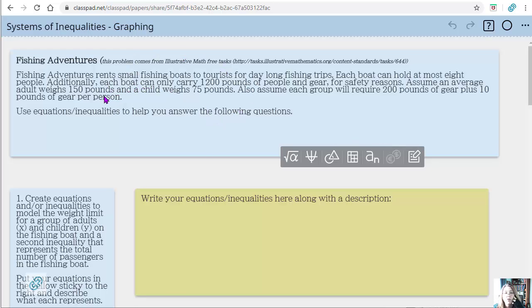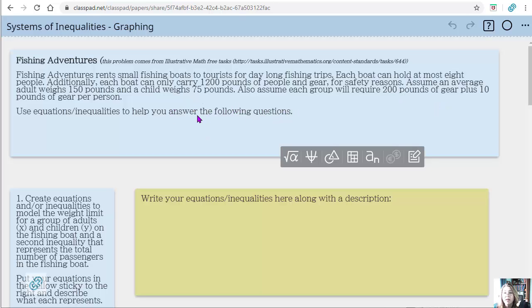And this is basically about, it gives you some constraints. There's a boat rental place, and they have some limitations on how many people can be in the boat and how much weight. So very realistic. So this describes you can have no more than 8 people. You can only carry 1,200 pounds, and that's people and gear. And then it makes some assumptions that the average adult is 150, average child 75, and most people are going to have 200 pounds of gear plus 10 per person.